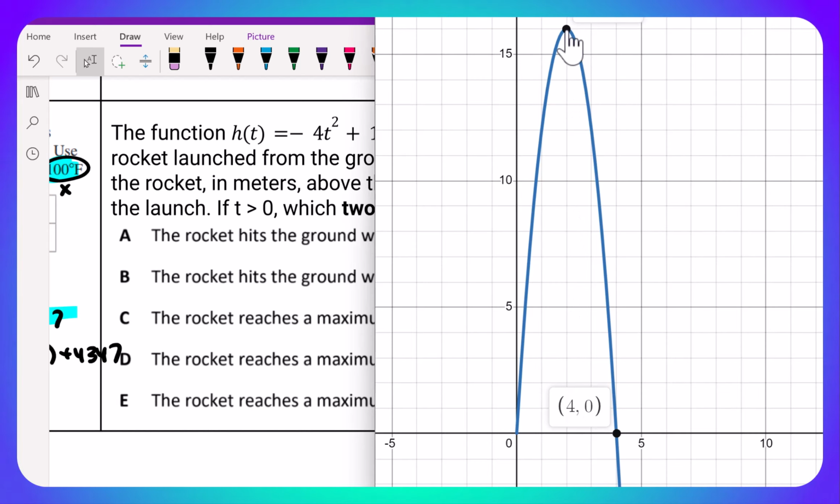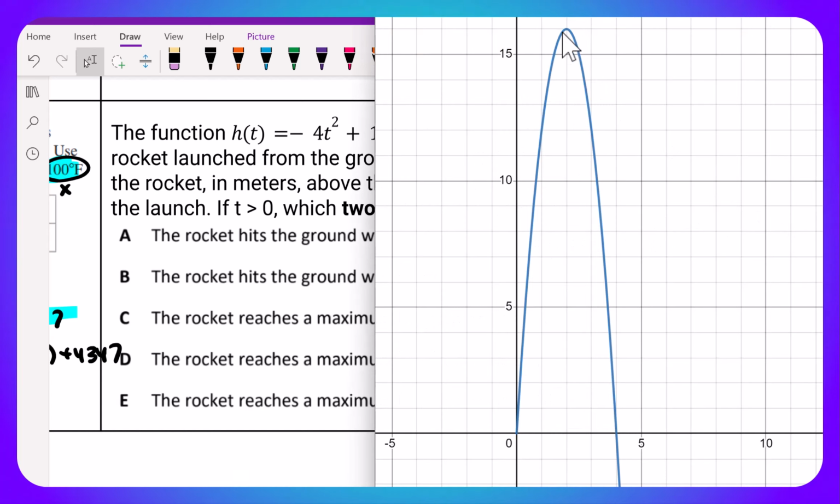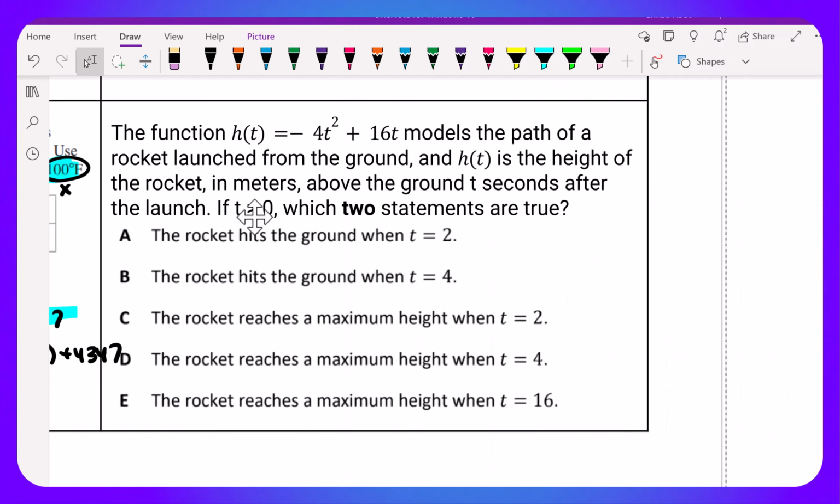You can look at how high it's going to go. So at about 2 seconds, it's going to go about 16 meters in the air. So let me just double check and make sure. It says the rocket hits the ground when t equals 2. No, it actually hits the highest point when t equals 2, or x equals 2 in this case. So A is out, and that means B is in.